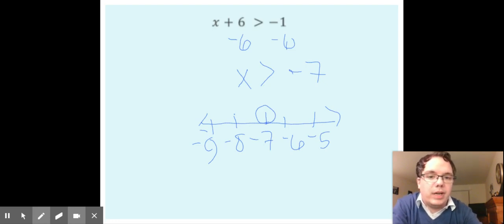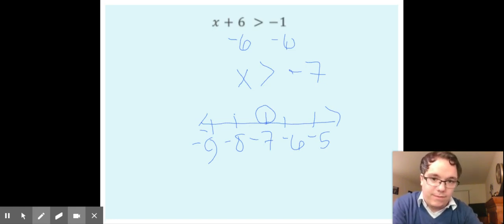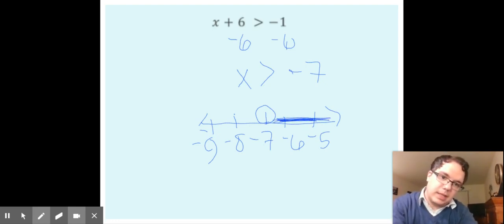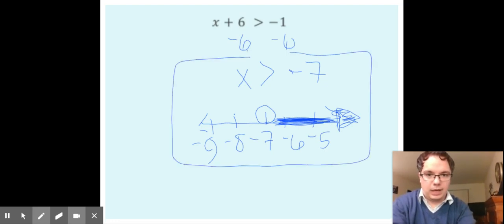Now we're going to test a point on each side. So is -8 greater than -7? It is not. It is smaller. Is -5 bigger than -7? It is. So our answers that make this true must lie to the right. So we're going to shade that side, and put an arrow on it. And this is our answer.